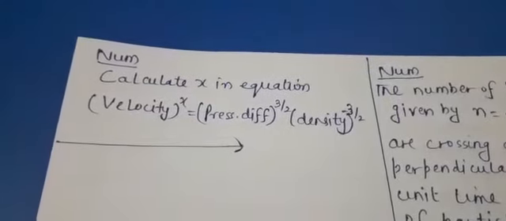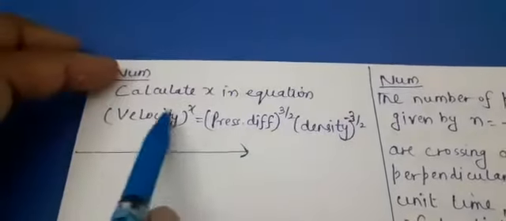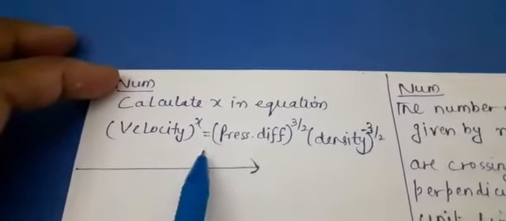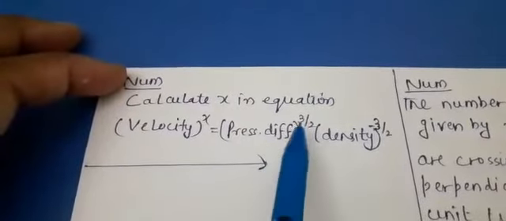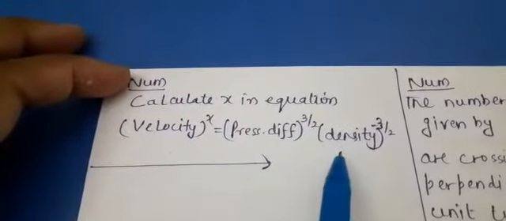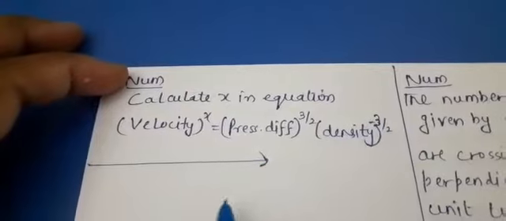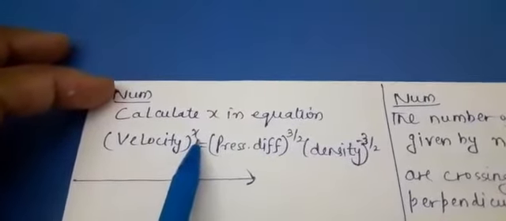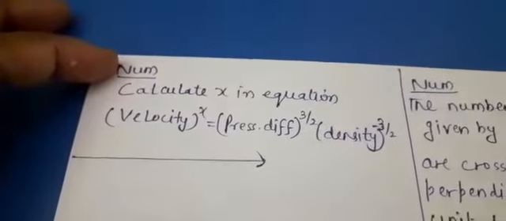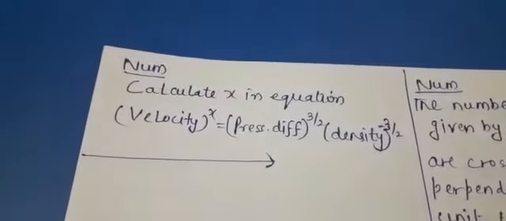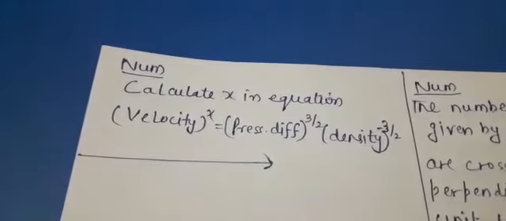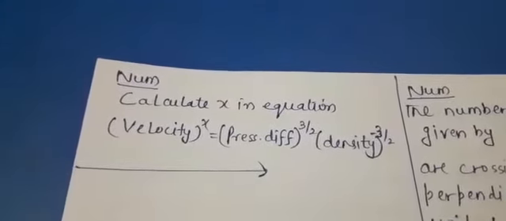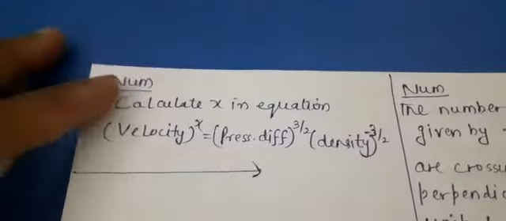Now, next numerical is calculate x in the equation velocity raised to the power x equal to pressure difference raised to the power 3 by 2 and density raised to the power minus 3 by 2. So here we have to calculate the value of x, which is a power of velocity. So what to do in this numerical? Simply you will use the concept of dimensional formula, substitute the dimension formula of each term used in the relation.